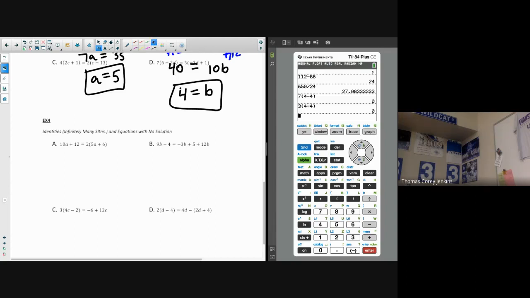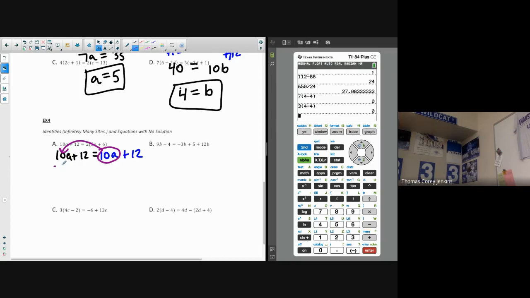Looking at A, got 10A plus 12. Just going to copy that. Equals, and then we'll distribute. 2 times 5A is 10A. 2 times plus 6 is plus 12. All right, now we can't decide which one's the smaller coefficient because they're both the same, right? So that's going to be a red flag. If you have the exact same coefficient on opposite sides, it's always going to be either IMS or no solution. So that's a good thing to remember, because watch what happens, right?